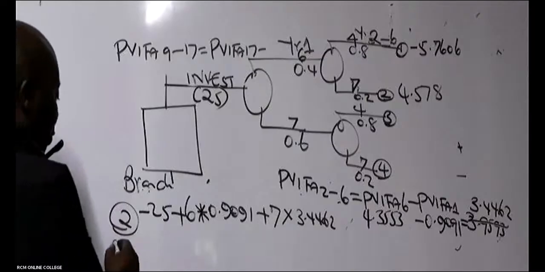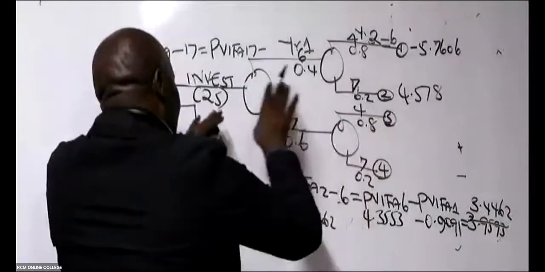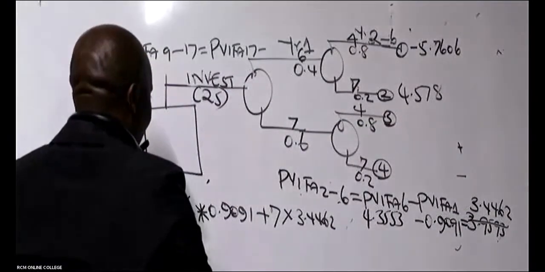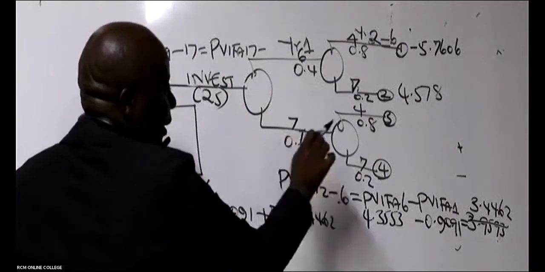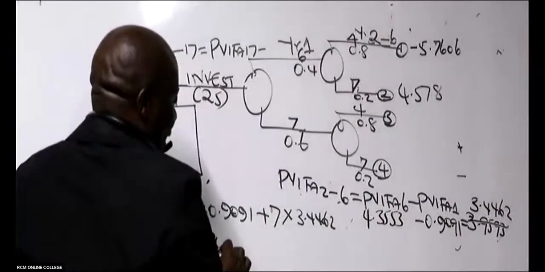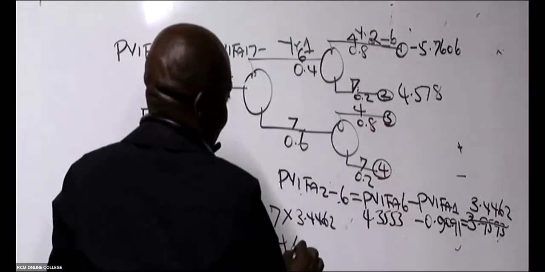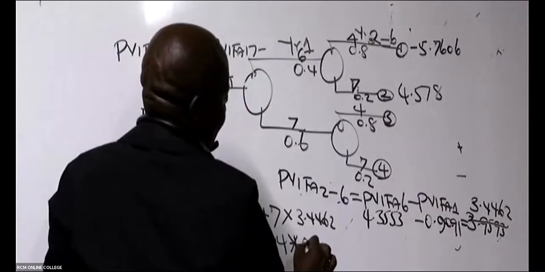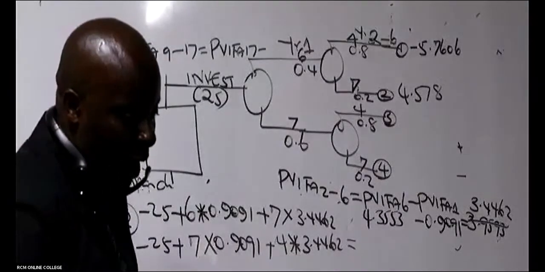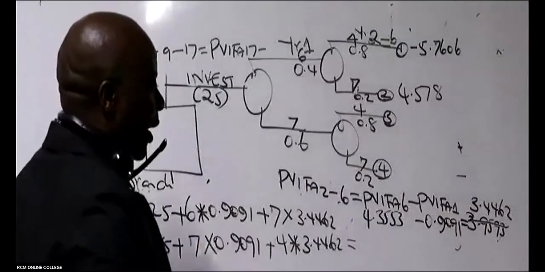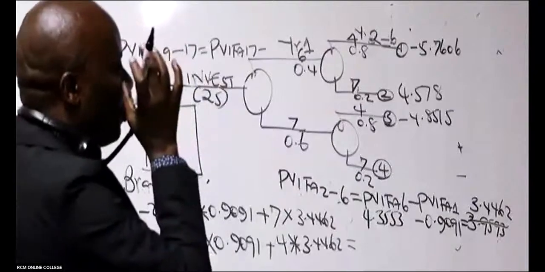Branch 3. So remember, we are moving, this is our road. For branch 3, I can see minus 25 plus 7. So 7, ignore the probabilities. I know this is coming at the end of year 1, PV is 0.9091. Plus, here I can see 4, so 4 times 3.4462, which will end up giving me what figure for branch number 3? I'm being given minus 4.8515, like that.